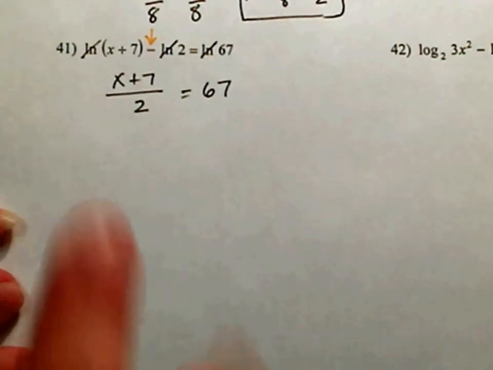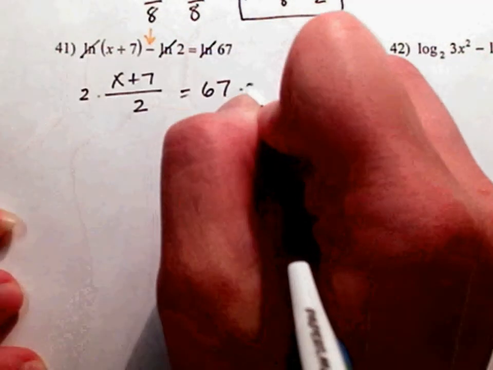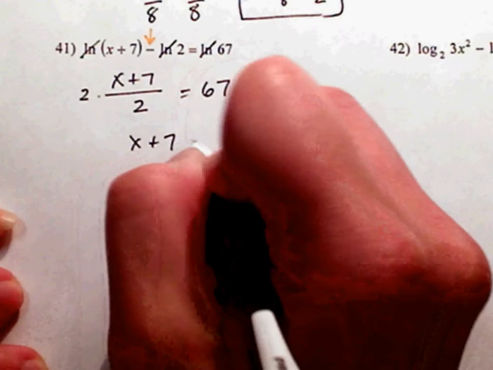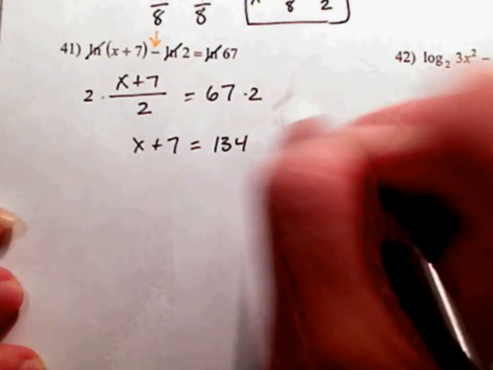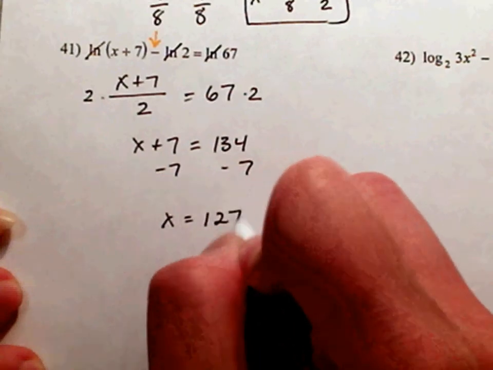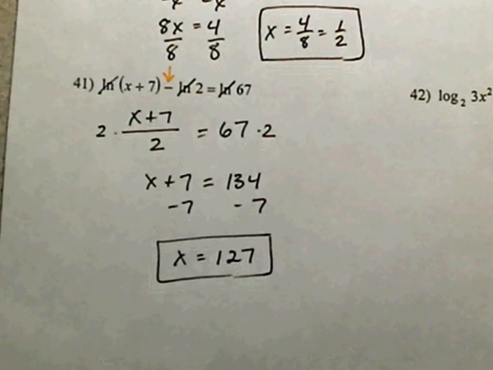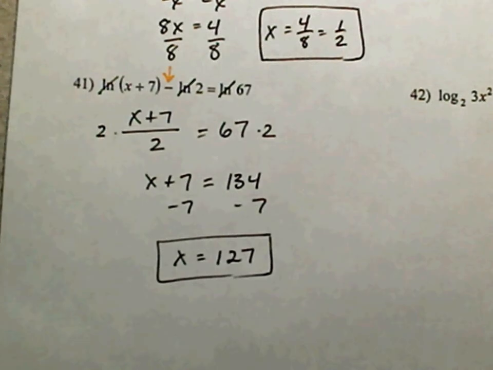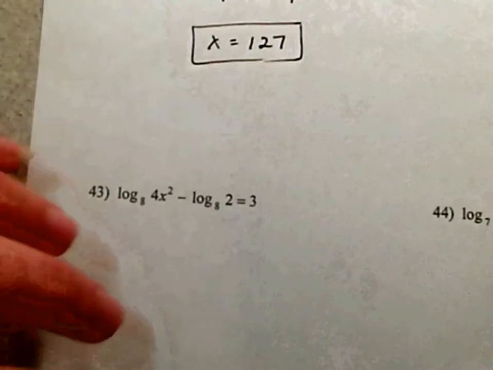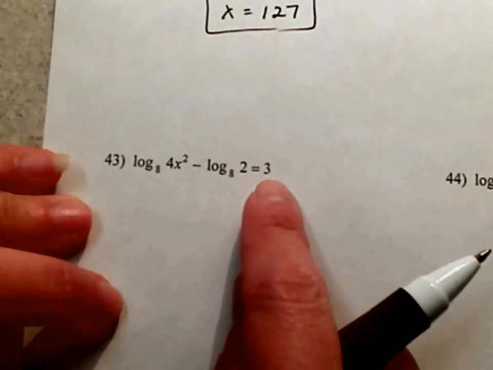Now multiply both sides by 2. X plus 7 is equal to 134. Subtract 7. X is equal to 127. Okay? And there you have number 41. 43. Now, you can't do like you did on 41 because that one doesn't contain logs. But you can go back to number 39 and check, okay, to help you.